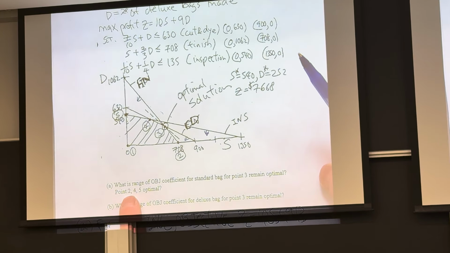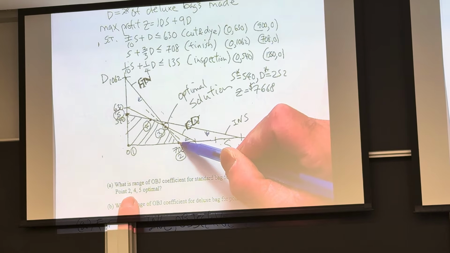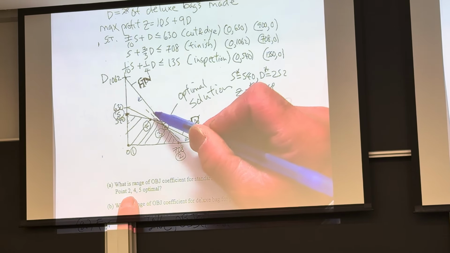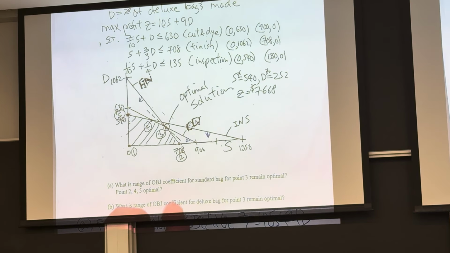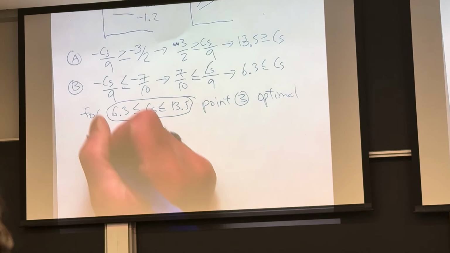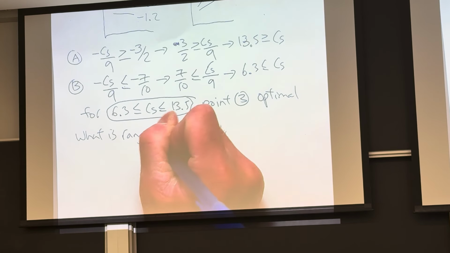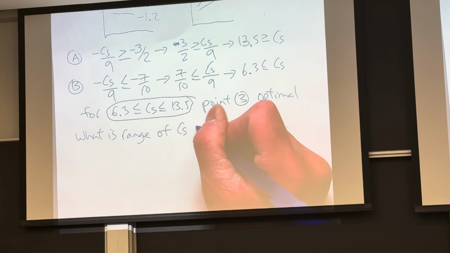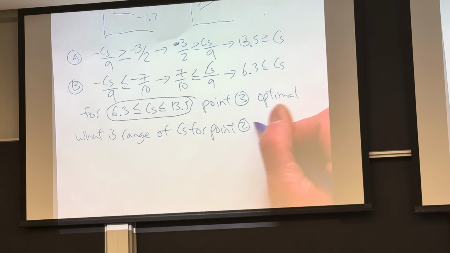Okay, it says what is the range of the coefficient for the standard bag for say point 2 over here to be the optimal solution. Now point 2 is a little different. Point 3 you have two constraints passing by it. Point 2 there's only one constraint passing by that. So we're interested in what is the range of CS for point 2 to be optimal.